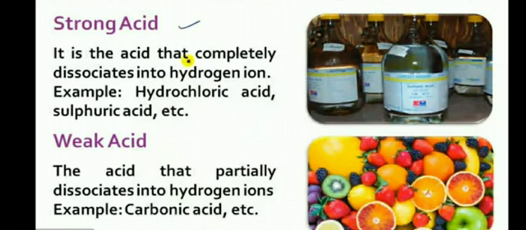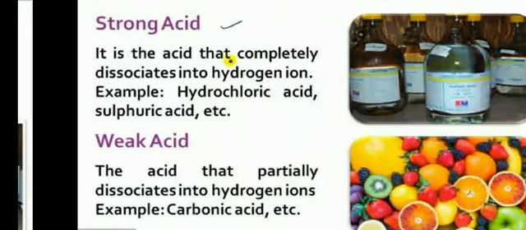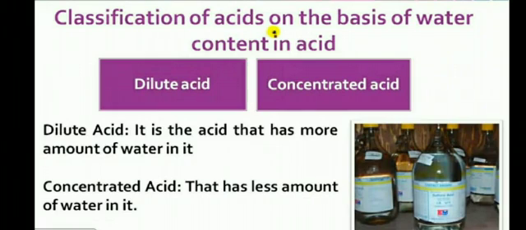Now come to the third type, that is concentrated acid and dilute acid. Concentrated acid means more amount of acid with less amount of water. While dilute acids, more amount of water and less amount of acid.